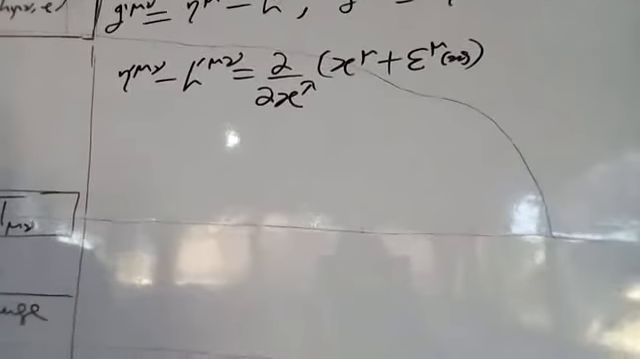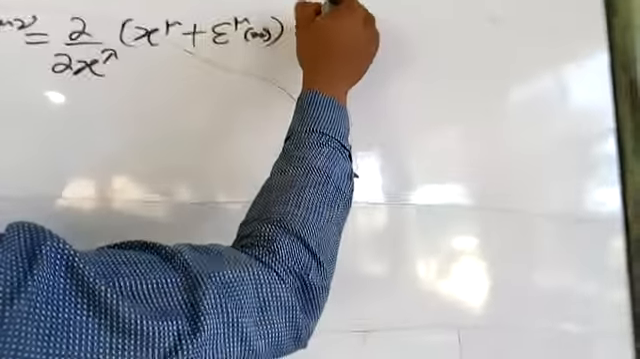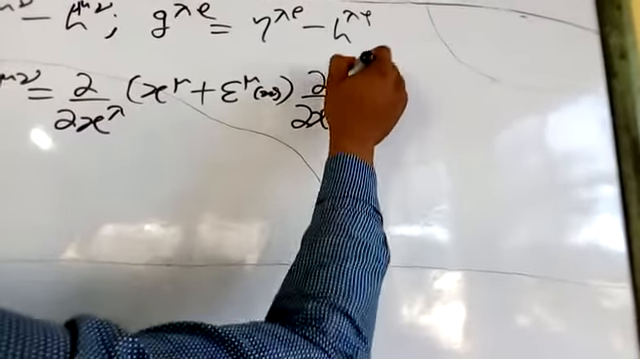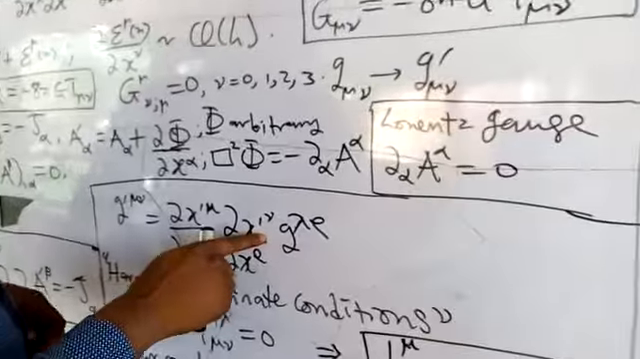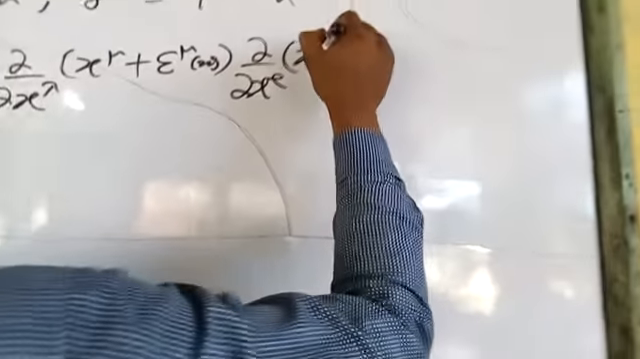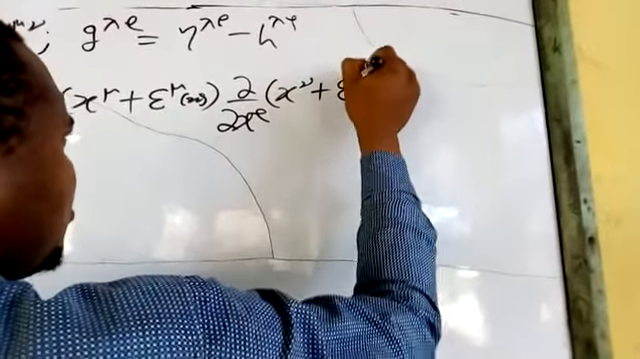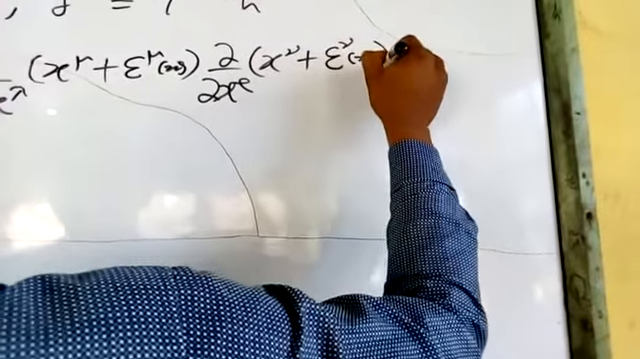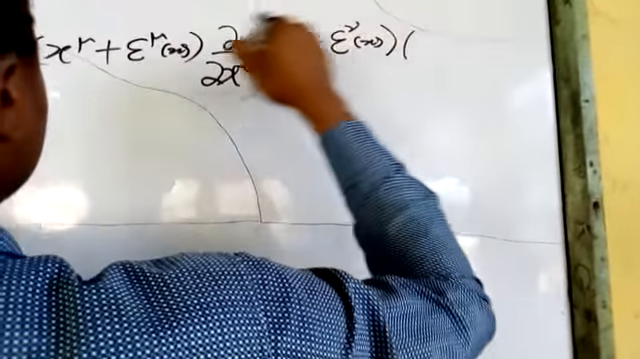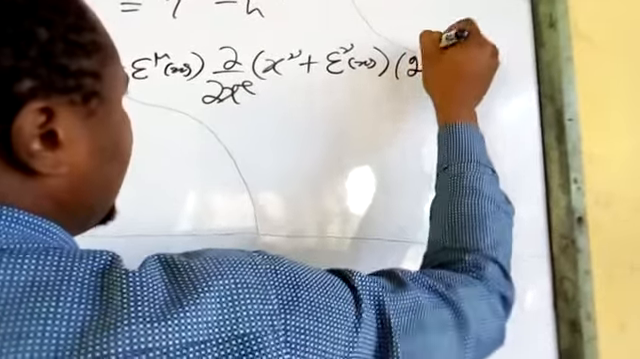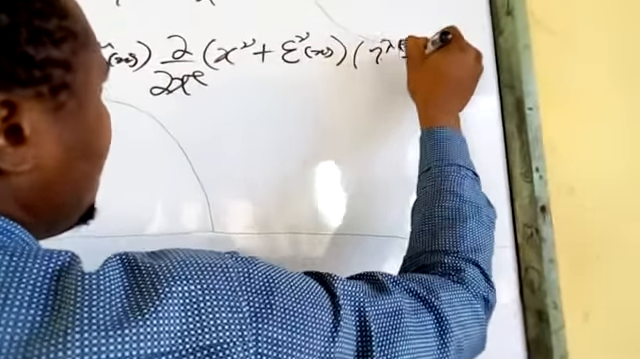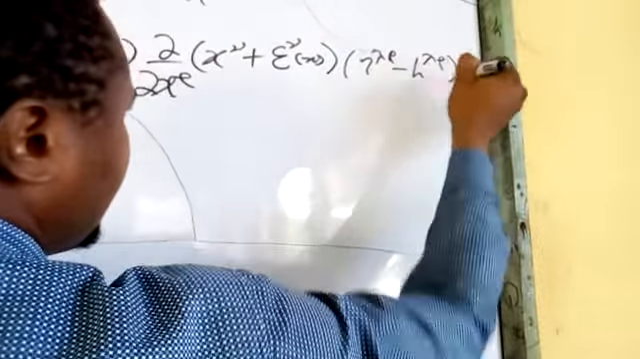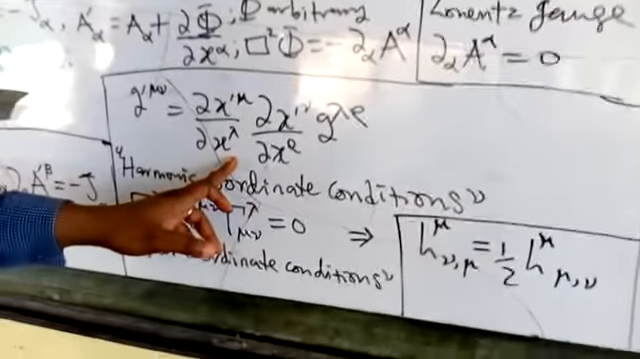And then moving on again, I have the x^ρ. What I've got here is x′^ν. So I'm expecting that this should be x^ν plus ε^ν of x. And then of course multiplied by here η_λρ minus h_λρ. And you can see that this of course follows directly from this.